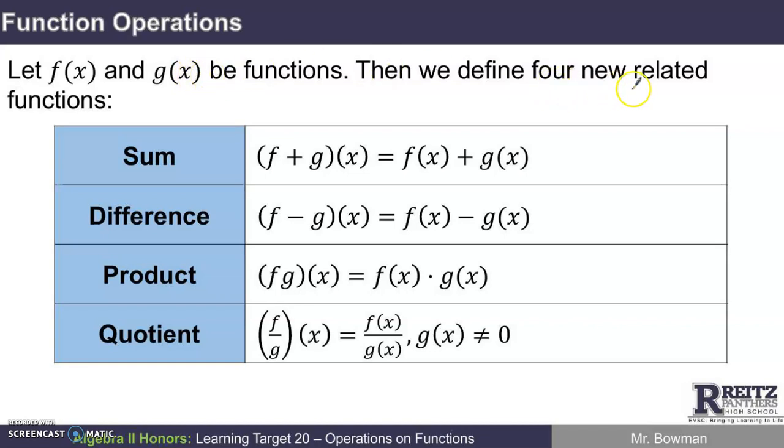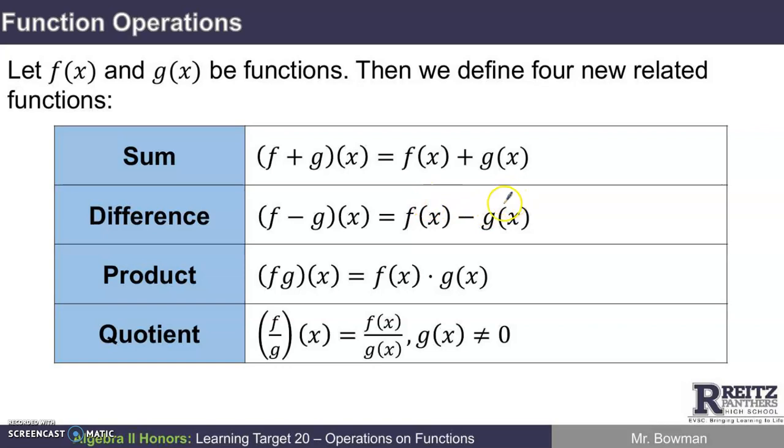And then we're going to define four brand new related functions based off of those two. We're going to define the sum function, the function f plus g of x. But simply the rule for finding the sum function is to add f of x and g of x together. We're going to define the difference function, f minus g of x, as whatever f of x is minus g of x.